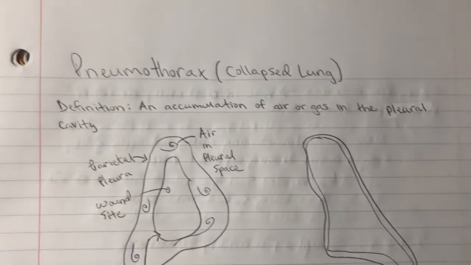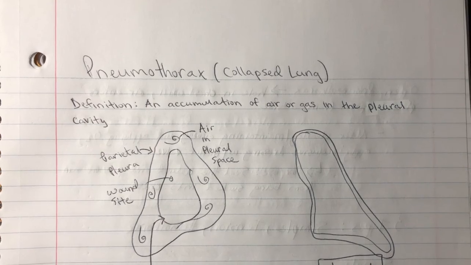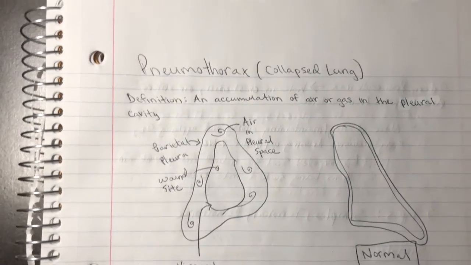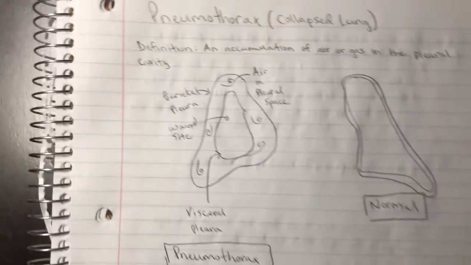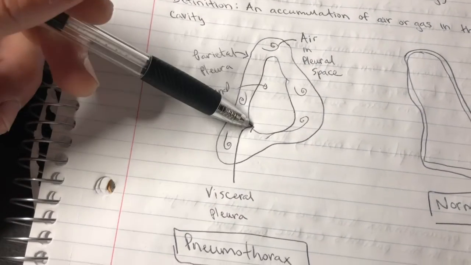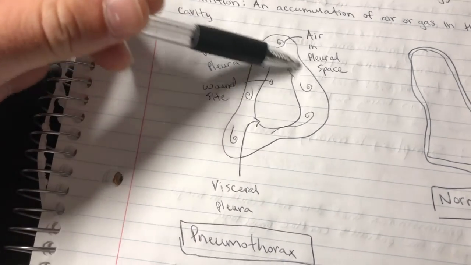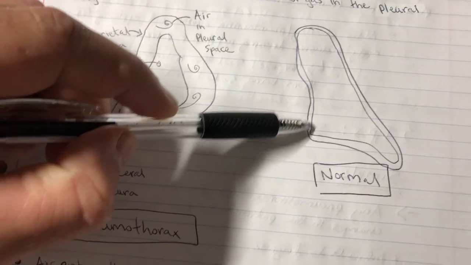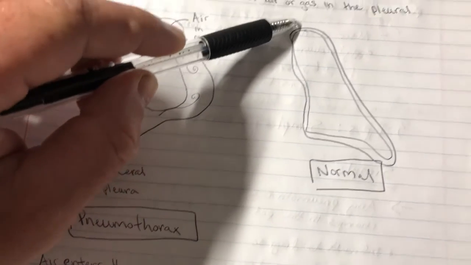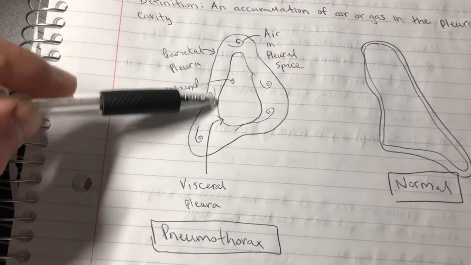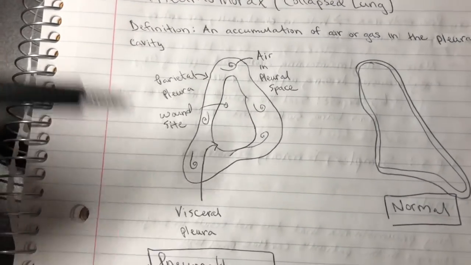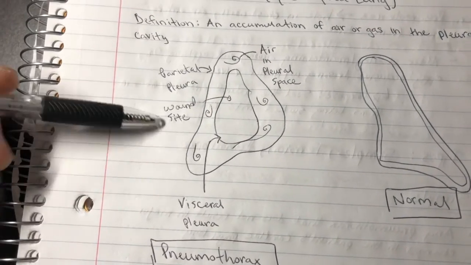And the actual definition, which I like to get down so you know exactly what the official definition is, is an accumulation of air or gas in the pleural cavity. Basically, with the lung you have the parietal pleura, and then you have the visceral pleura, which is the actual lung itself, and in between is a little bit of space. With a normal lung, that space is relatively small. But with a pneumothorax, that space accumulates air, and that air could come from multiple things like a puncture or even disease. So it's caused from trauma or illness.